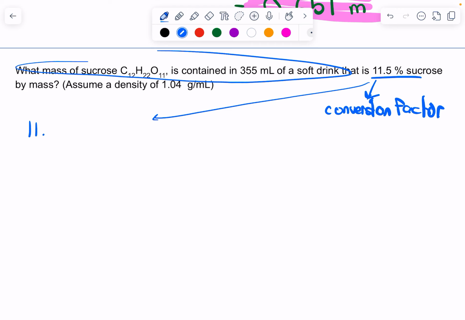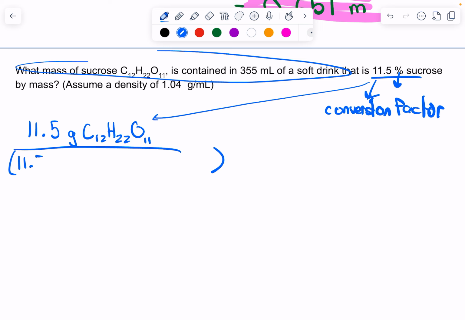So percent, again, is per 100. 11.5, and this is by mass, 11.5 grams sucrose. That's the solute, rather, over the total solute plus solvent, which we know is going to be equal to 100 because it's percent, per 100. So 11.5 grams of the sucrose.